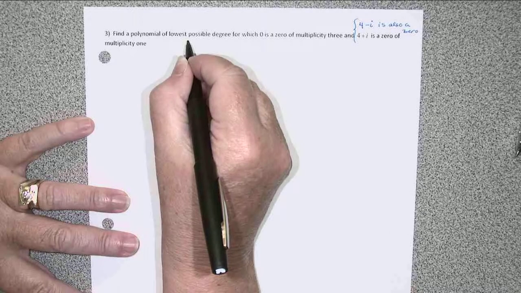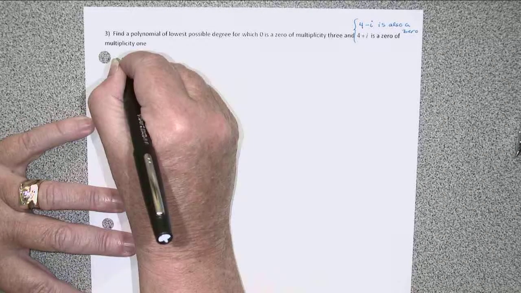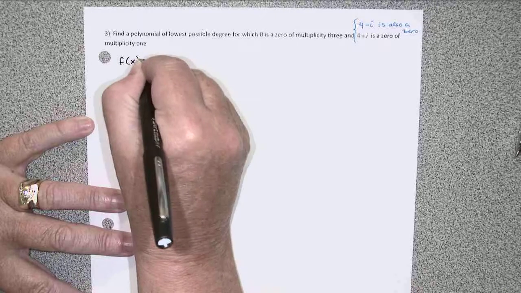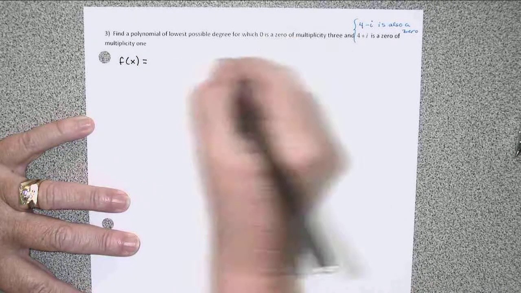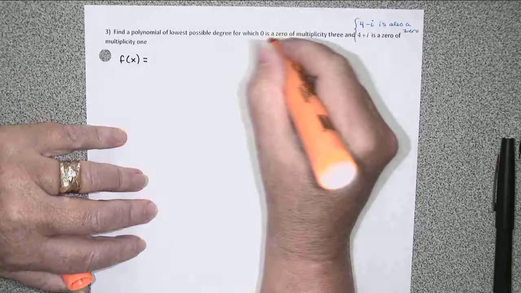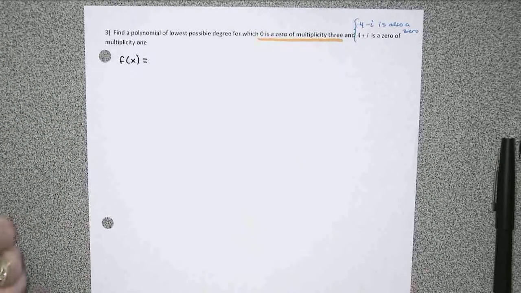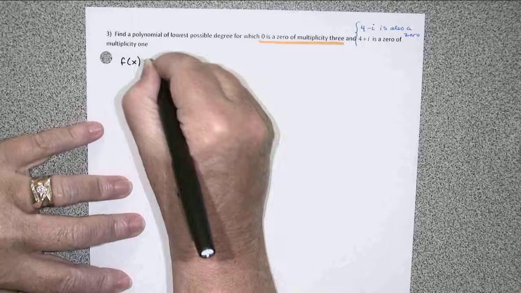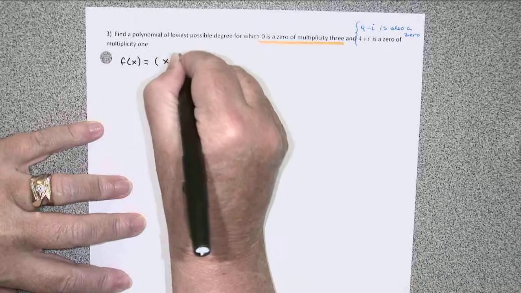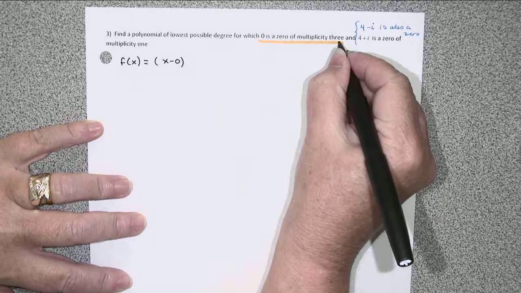All right, so let's see here. My polynomial has x equals 0. It's a 0 of multiplicity 3. So I'd have x minus 0, or really just x. We'll simplify in the next step. But I had 3 of those.